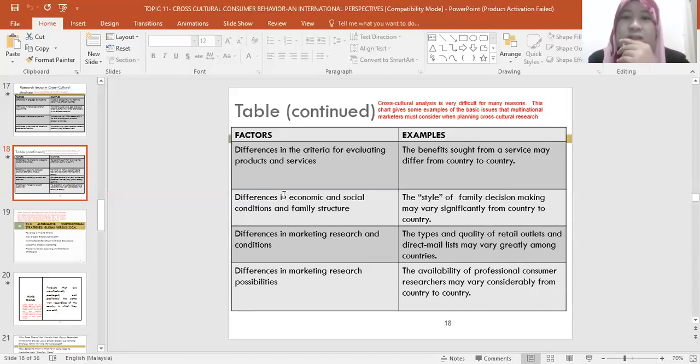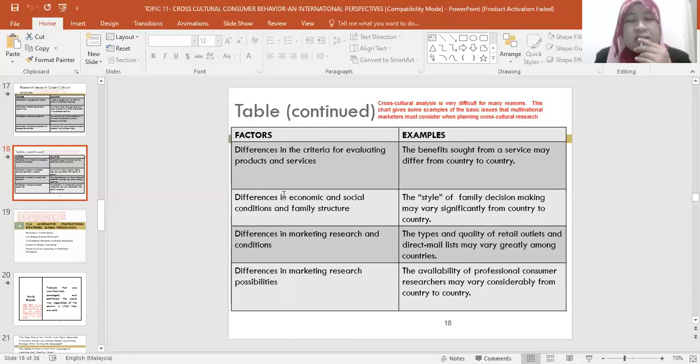And certain other countries also still do not have 24-hour self-service dobi, but in our country it's already available. So these are the differences in the criteria for evaluating products and services, different from country to country.